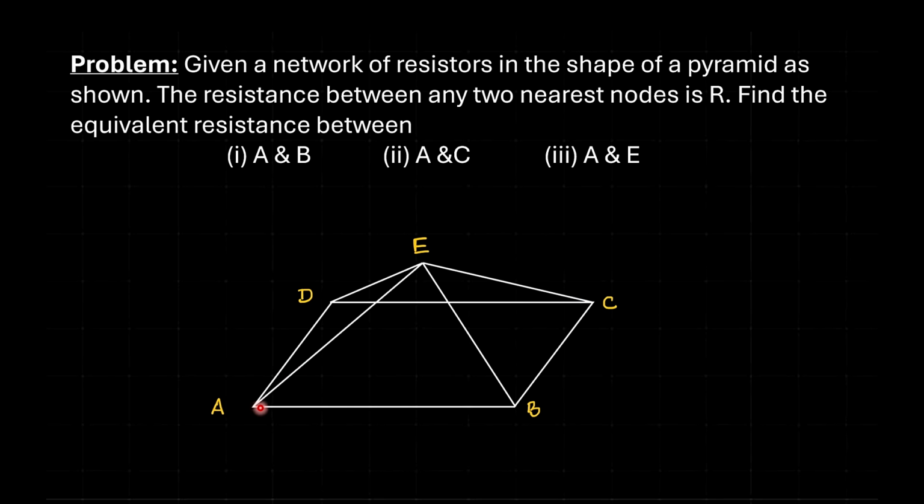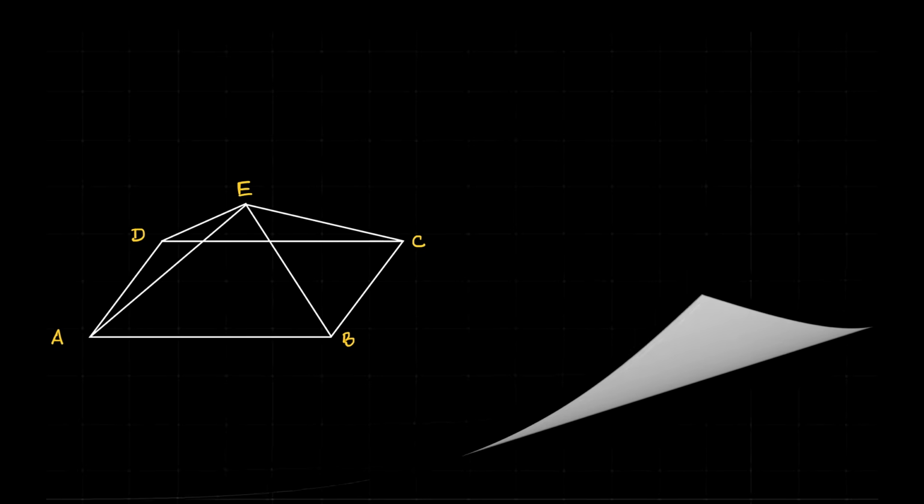In fact, resistance between A and B would be the same as between B and C, between C and D, and between D and A. And the same way, resistance between A and C would be the same as between B and D. And resistance between any corner of the base and any top corner would be the same. So effectively, by taking these three pairs of points, you can find the resistance between any two points. All right, so let's go ahead.